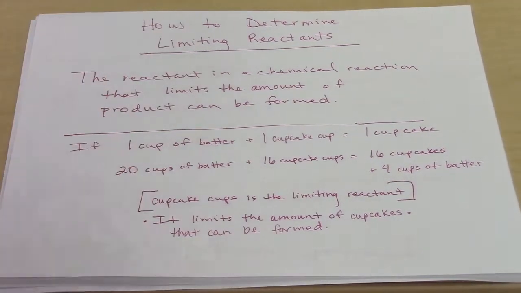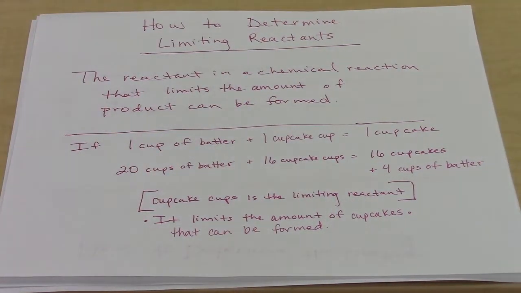Hi, it's Ms. Parrott, and this video is about how to determine the limiting reactant. So, a limiting reactant is simply a reactant in a chemical reaction that limits the amount of product that can be formed. Here's a simple example.